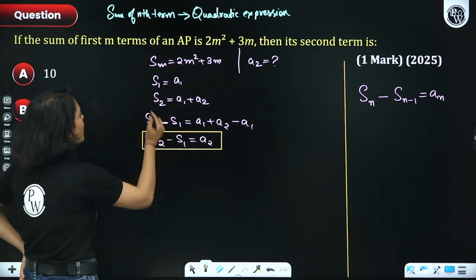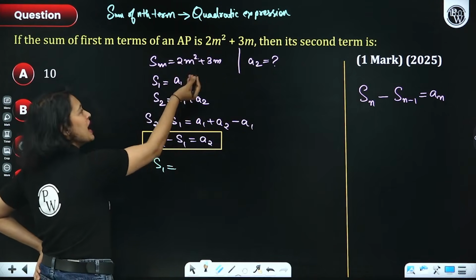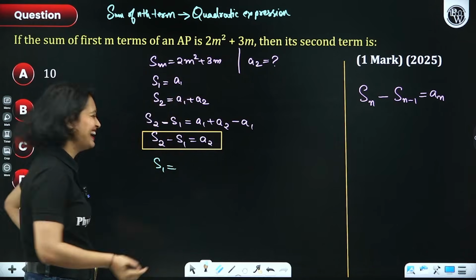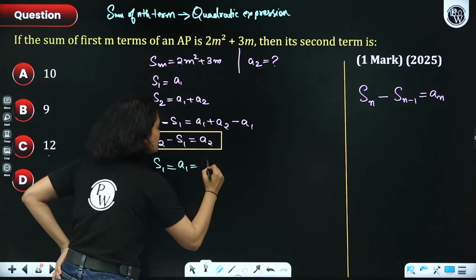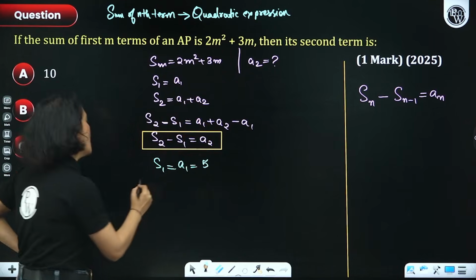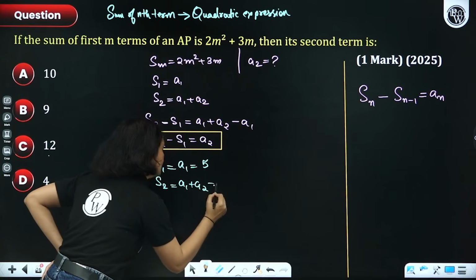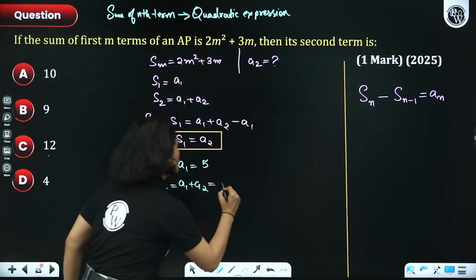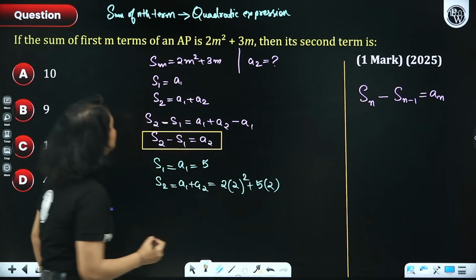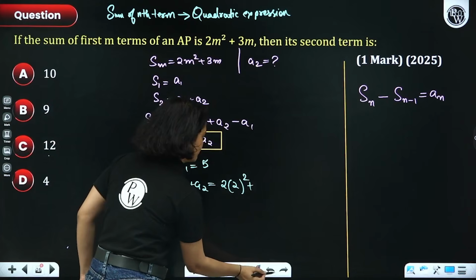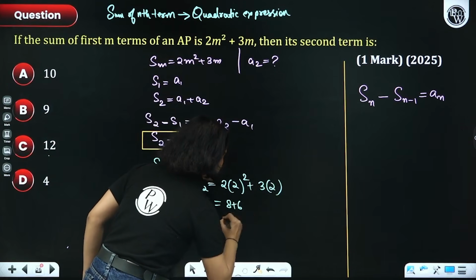Okay. So now first of all S1 is A1. So how will you figure out S1? You just put m as 1 here and you will get it. So S1 is equal to A1 is equal to, here I put m as 1, so I will get 2 plus 3, that is 5. Simple. How will you get S2, everyone? S2 is A1 plus A2. In place of m you will put 2, right? So 2 into 2 square plus 3 into 2. So what you will get? 8 plus 6, that is equal to 14.